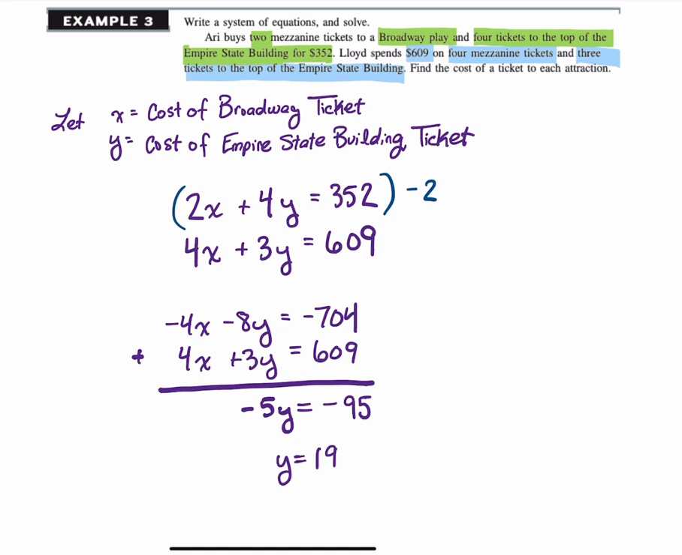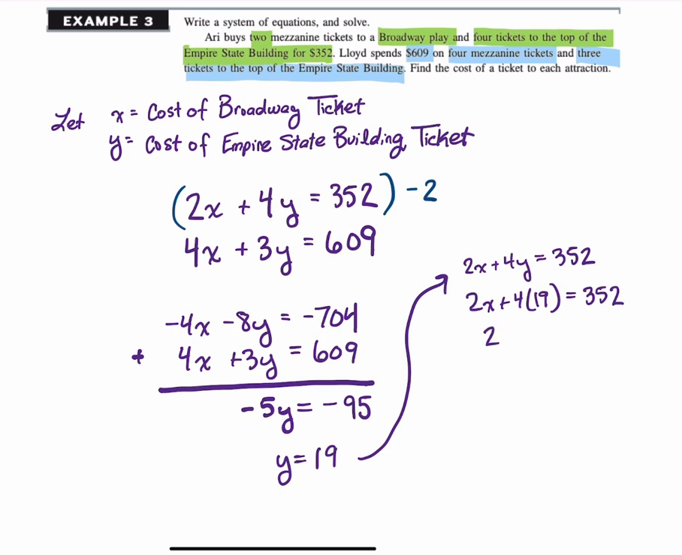So let's take this y value and plug it into one of our original equations. I'll just take that first one. We had 2x plus 4y equals 352. So let's plug in 19 for y. 2x plus 4 times 19 equals 352.